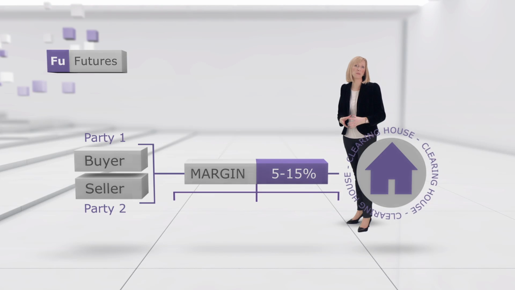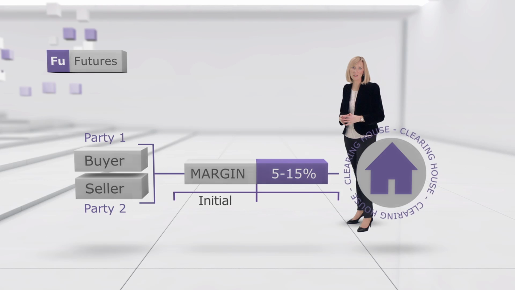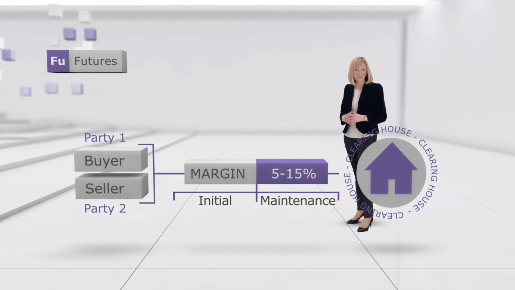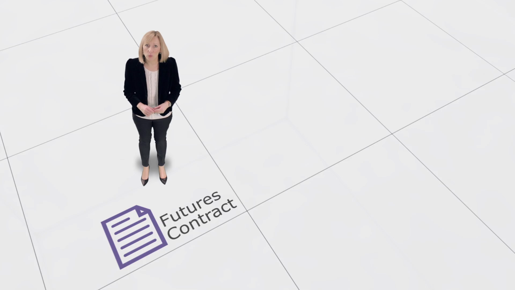Now, there are two types of margin. The first is the initial margin, which initiates a futures position, and the second, the maintenance margin, which maintains the position. Futures contracts ensure their liquidity by being highly standardised. There are a number of different elements to standardisation.